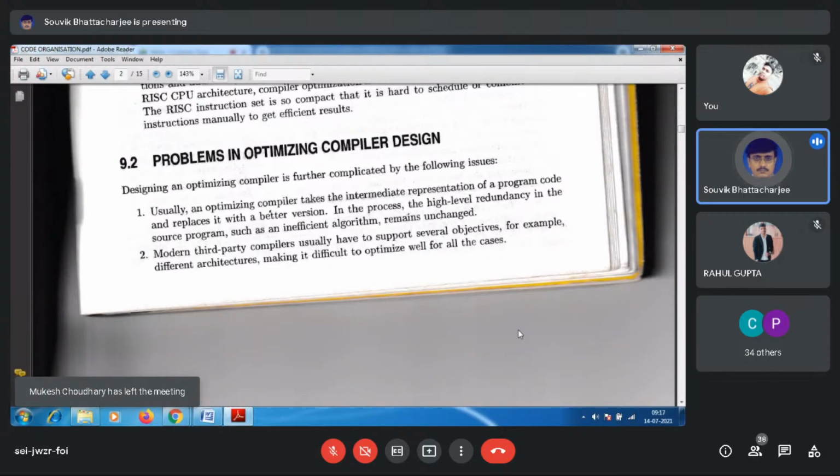It is not permissible to modify the code a little bit so that it can run faster. It is not modifying, because that will violate the property of the optimization. And modern third-party compilers usually have to support several objectives, for example, different architectures, making it more difficult to optimize well for all the cases.